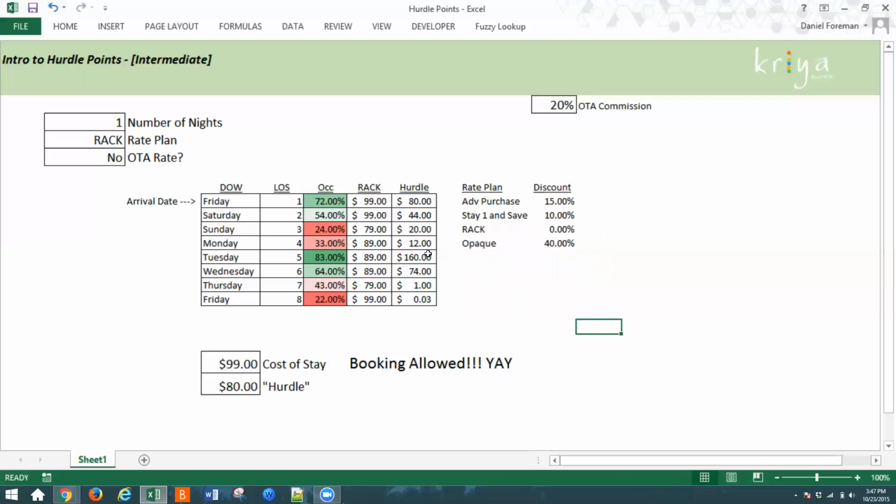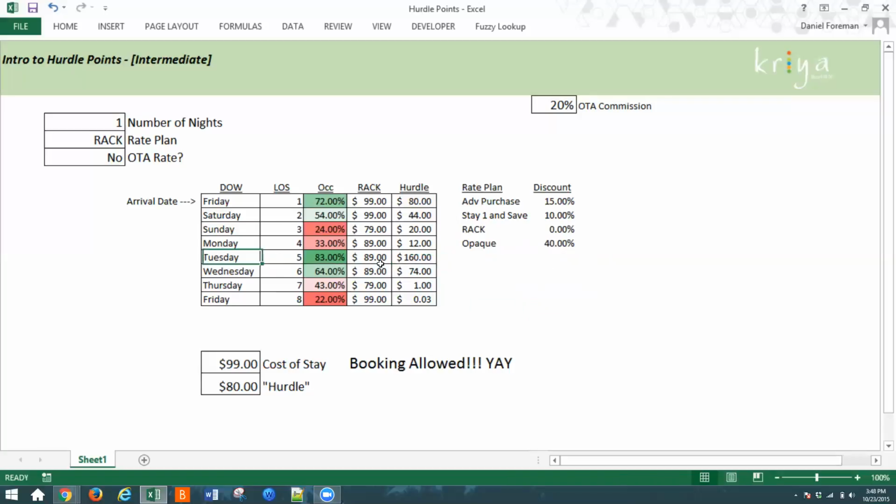A lot of times these will be used in place of a hard restriction. So for instance, look at this Tuesday here. The rack rate is at $89. The hotel is nearing a sellout. They're at 83%. And the hurdle point is at 160. So right off the bat, you say, okay, well, we don't have any rate plans that are $160 when our rack rate is 89. Well, what that is effectively doing is it's pushing longer lengths of stay.